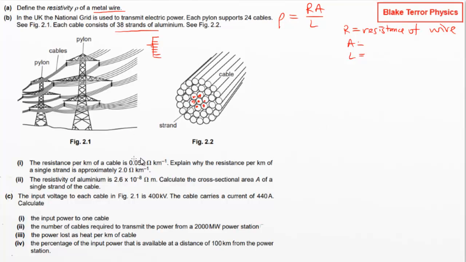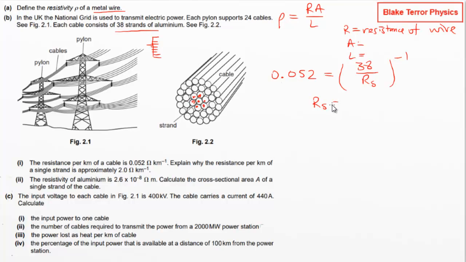We can say that the total resistance for 1 kilometer is 0.052 ohms, and that's going to be 38 strands. So that's 38 lots of 1 over whatever the resistance of one strand is, to the power of -1. This is our parallel resistors formula: 38 resistors that are all the same. You put them into the formula and we're getting this as our setup. So we just have to solve this for RS.